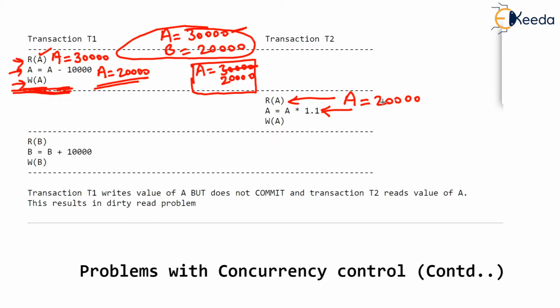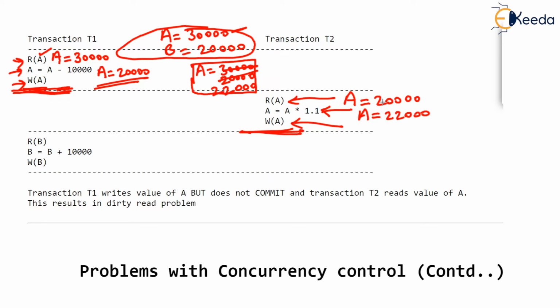And finally, it even writes the value of A. Remember, this write operation won't write the value in the permanent storage, but it will update the value of A in the buffer allocated for both transactions. So this value is now going to be 22,000. And after that, T2 preempts. Now comes the fun part.